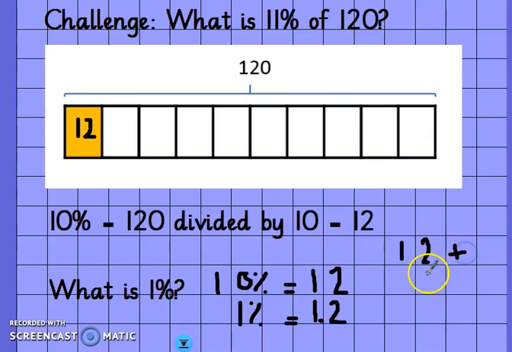Add 1.2. And you can see here I've made really sure that I've put them in the correct column, because if I put 1.2 in the wrong column and I don't line it up correctly, then I'm going to get the wrong answer. So please make sure in your book. Make it really clear that you're lining them up correctly. So obviously the 2 comes down, 2 plus 1 is 3, and the 1 comes down. So 11% of 120 would be 13.2.